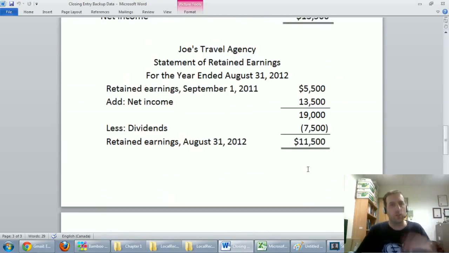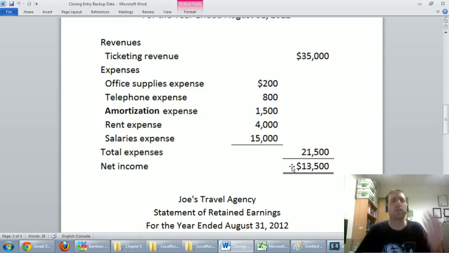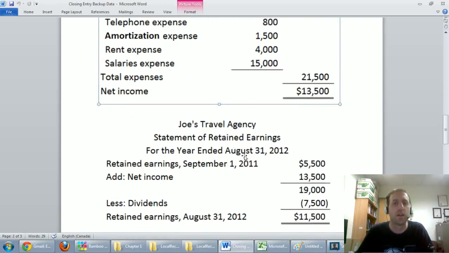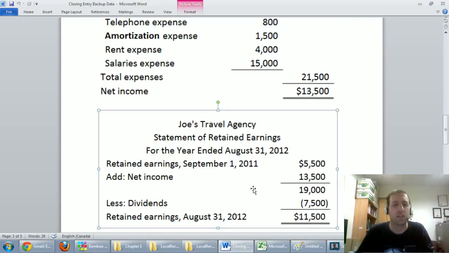The accounts that do need to be reset to zero are revenues, expenses, and dividends. Those are the three account classifications that we're going to close with our closing journal entry. So, doing a closing journal entry is actually rather straightforward. Let's do an example of one now.